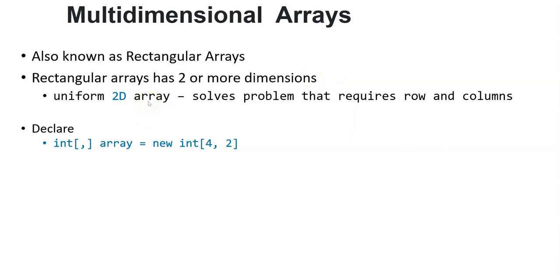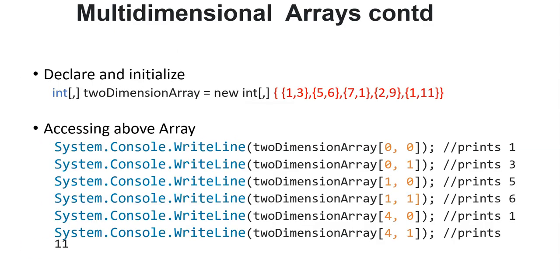So for instance, if you have to solve a problem which requires row and column, then probably a 2D array would do. For instance, you can declare a two-dimensional array like this, with four rows and two columns. It's kind of a shortcut that you can put a comma here, and that means it is a two-dimensional array. If you want to declare and initialize, you can do it like this. So I declare the two-dimensional array here, and at the same time initialize it with values as well.